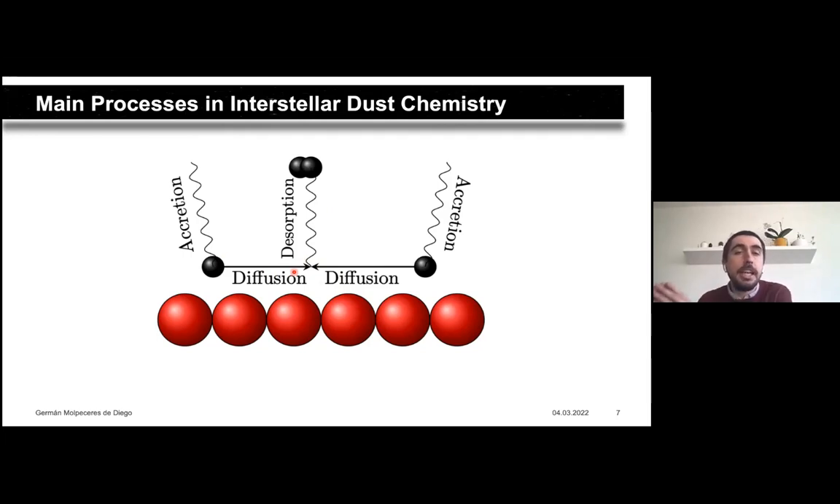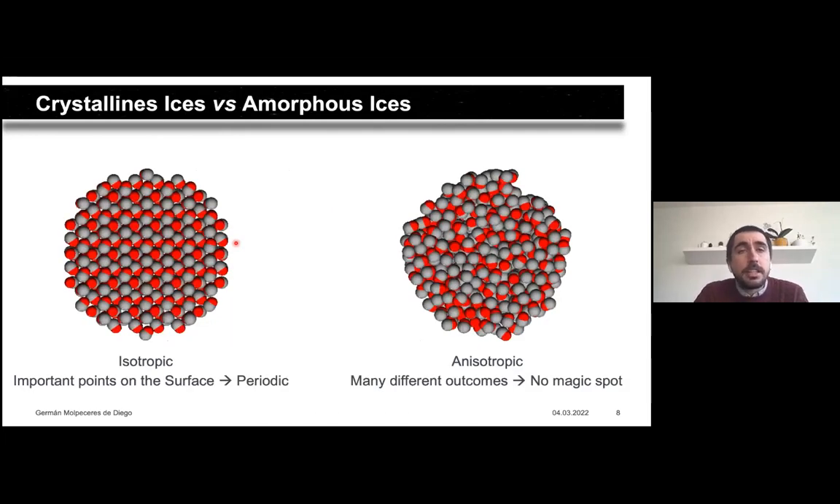Here, I deliberately omit other processes such as photo processes or cosmic ray-driven processes that are more complicated and subject of a different field of research. And ices on interstellar medium are a combination of crystalline ices, for example, the carbon monoxide ice, and amorphous ices. And from a computational standpoint, it's very different to treat ices that are crystalline, in where there are magic spots or positions on the surface that really represent the physics and the chemistry that can happen.